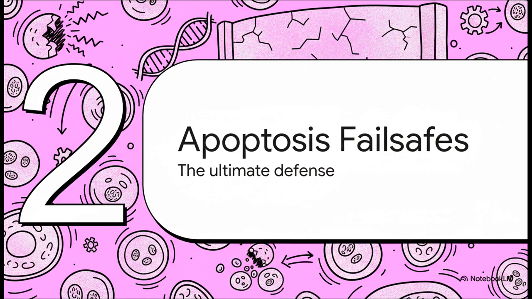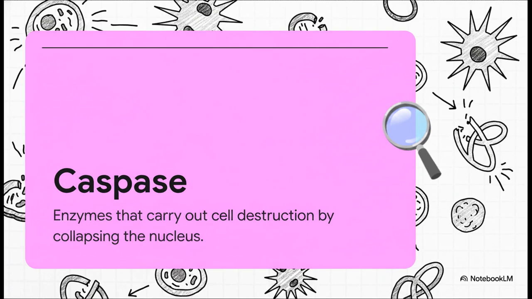Section 2. Apoptosis and system failsafes. So what happens when the DNA damage is just way too severe to repair? Well, the cell basically has to fall on its sword for the good of the organism.